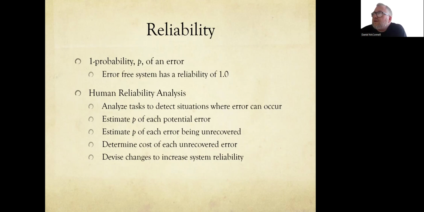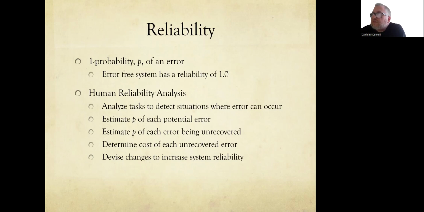So we're going to define the probability of an error as P. Now, probabilities can only go up to 1. So if the probability of an error is 100%, that is, it is definitely going to happen, then our P is 1. The inverse of that is 1 minus the probability. That's called reliability. And so a perfectly reliable human is a person who never makes mistakes. And of course, we know that that's not true.